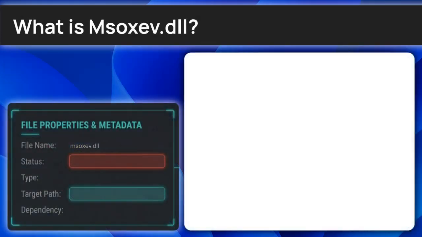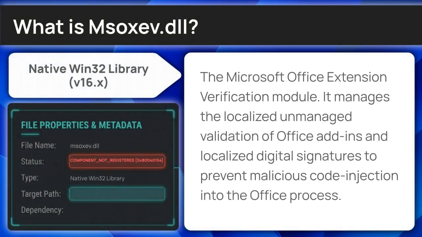This is the Msoxev library, the Microsoft Office Extension Verification module. It manages the localized unmanaged validation of Office add-ins and localized digital signatures to prevent malicious code injection into the Office process. Knowing the file's purpose is helpful, but now we need to physically restore it.